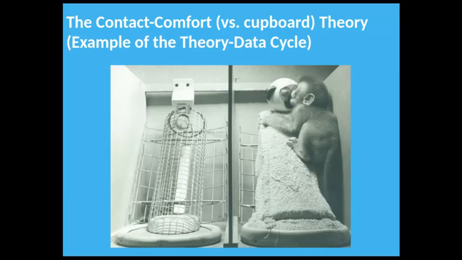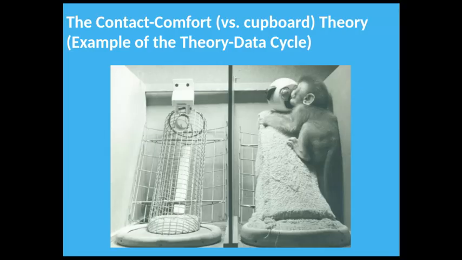So the contact comfort theory was Harlow saying that the reason that monkeys cling to their mamas is because of that love, that warmth, and that safety from the outside world. Other theorists came up with the cupboard theory that says monkeys attach to their mama because mama has their milk. Mama has their food in order for them to survive and grow. So there was an easy way, Harlow said, for them to use the theory data cycle and test this.